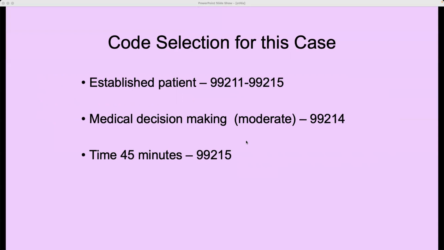If we're selecting using medical decision-making, moderate, it's 99214. But on the other hand, if you do it according to time, which is 45 minutes, it's 99215. Remember that these codes can be selected using either medical decision-making or time. Code 99215 is 40 to 54 minutes, and the time was 45. So obviously, we will select the higher level code, 99215, for this case.